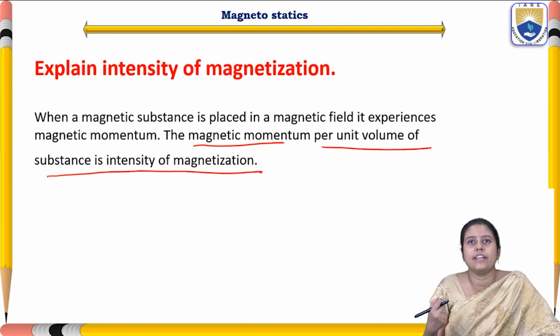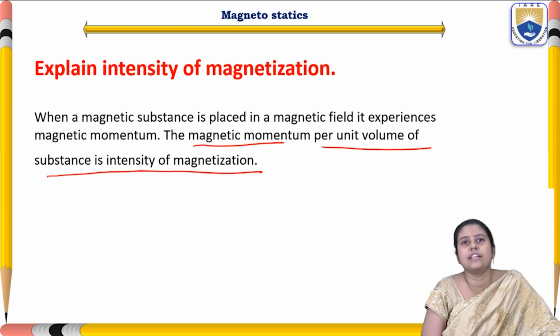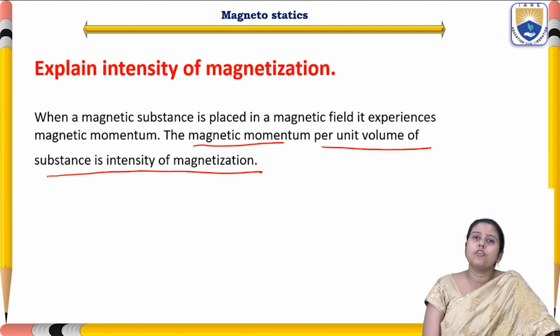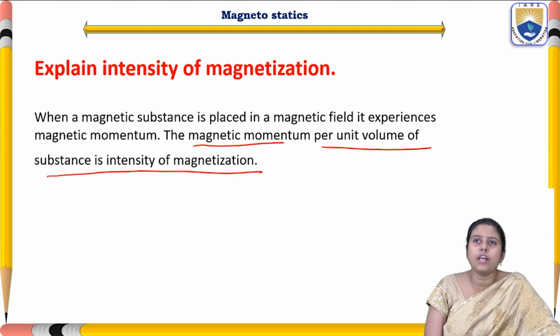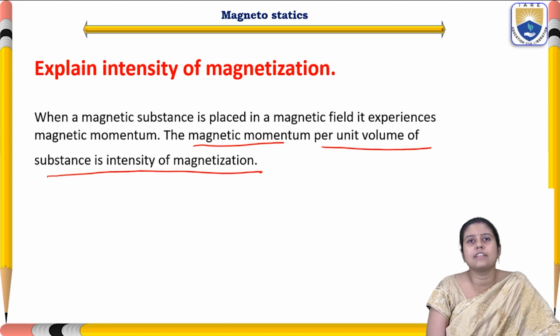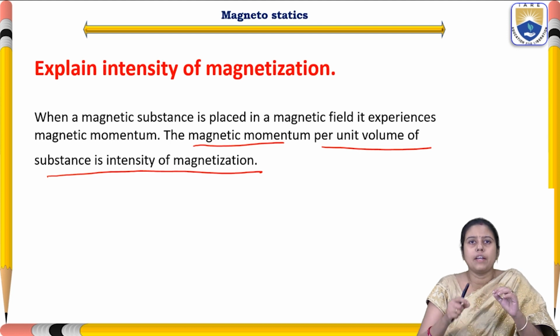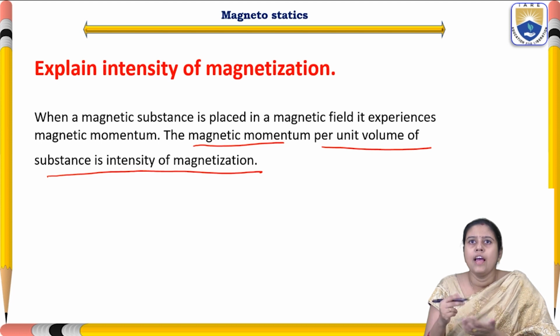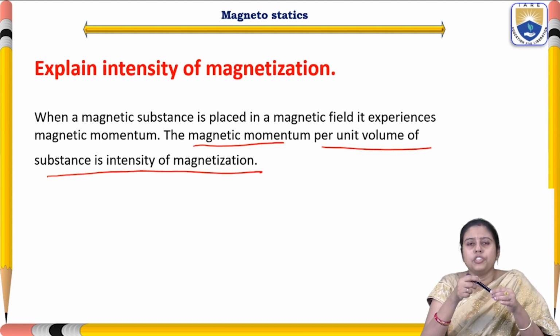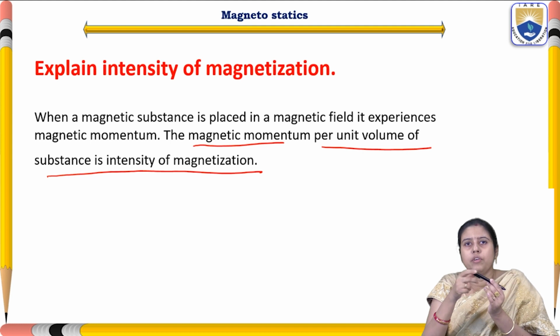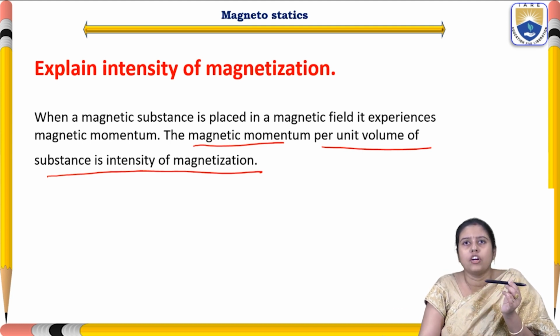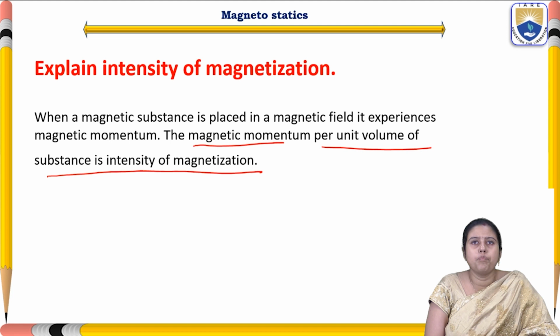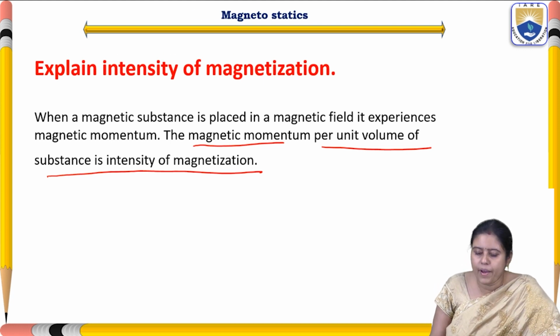Intensity of magnetization. When a magnetic substance is placed in a magnetic field, what will happen? It will be changed into a magnet, and it experiences some magnetic moment. Magnetic moment means the atoms in this magnetic substance will change their position from any position. They will try to arrange themselves in the north-south direction. So it will experience a magnetic moment, and magnetic moment per unit volume is known as the intensity of magnetization.